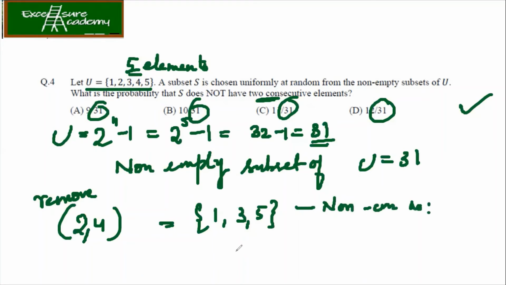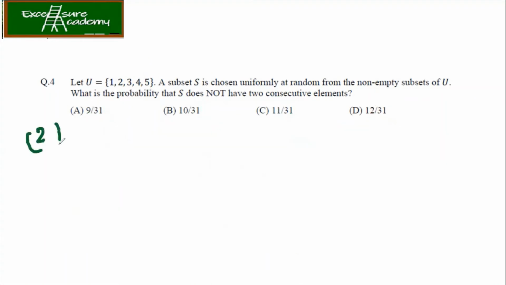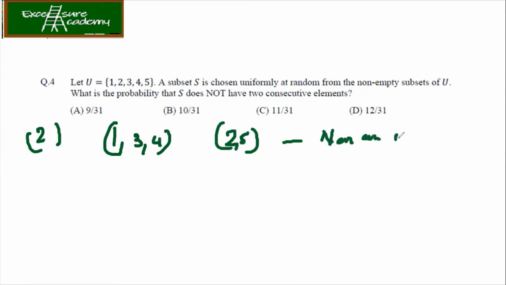So the number of subsets is how many then? 2 raised to 3, because 3 elements are there, correct? So this becomes 8. So this is your first type. Now for the second, if we remove 1, 3 and 4 from here, what I'm going to get is 2 and 5. Again, this is non-consecutive numbers. So how many subsets do I have over here? 2 raised to 2, that is 4.